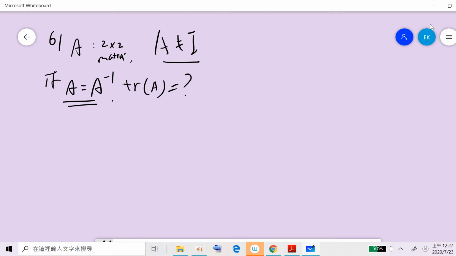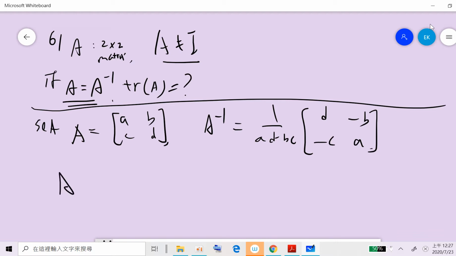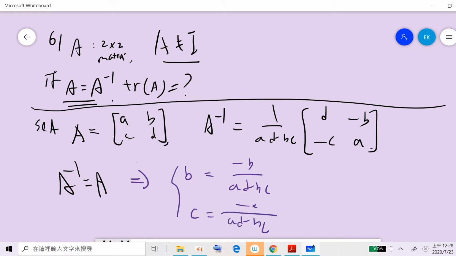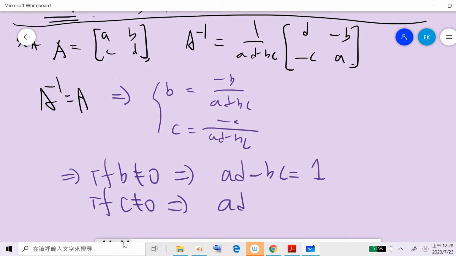So how I solve this is I brute force it. I set A equals ABCD, and A inverse is 1 over AD minus BC times this one. So A inverse equals A. So we have B equals minus B over AD minus BC, and C equals minus C over AD minus BC. So if B is non-zero, then AD minus BC is minus 1. If C is non-zero, then AD minus BC is minus 1.